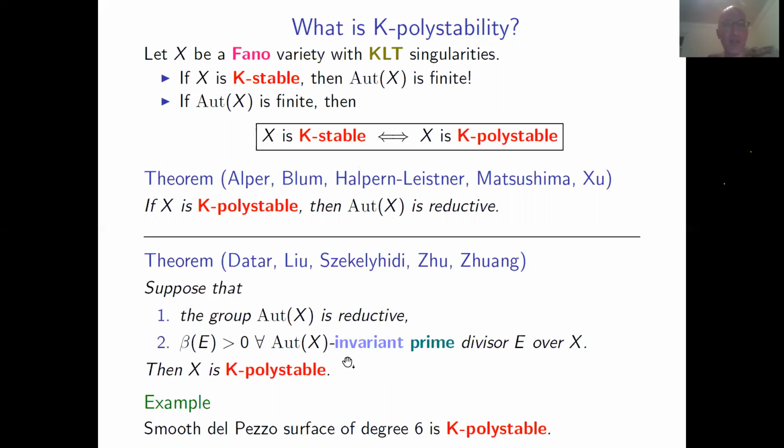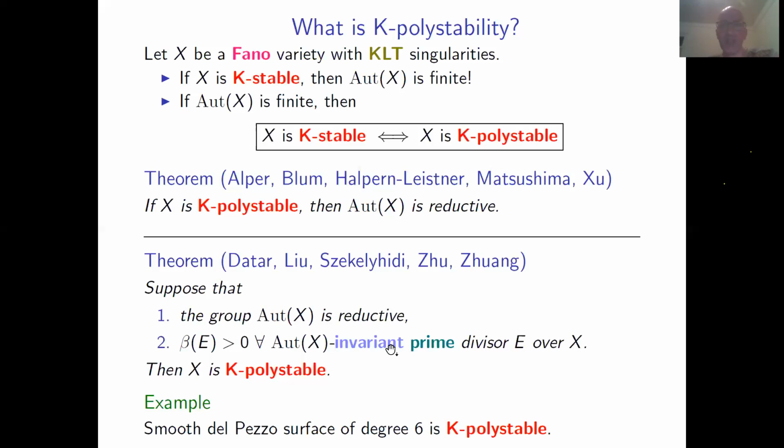This is not a criterion. I mean, it is a criterion in the English language, but in Russian, for example, criterion means if and only if. So this is not an if and only if statement. It is a sufficient condition. But in many cases it is actually if and only if. For example, if the center of the automorphism group is trivial, this is if and only if. So you can say X is K-polystable if and only if these two conditions are satisfied. But in general there is some minor discrepancy, which I don't want to discuss because of technical issues.